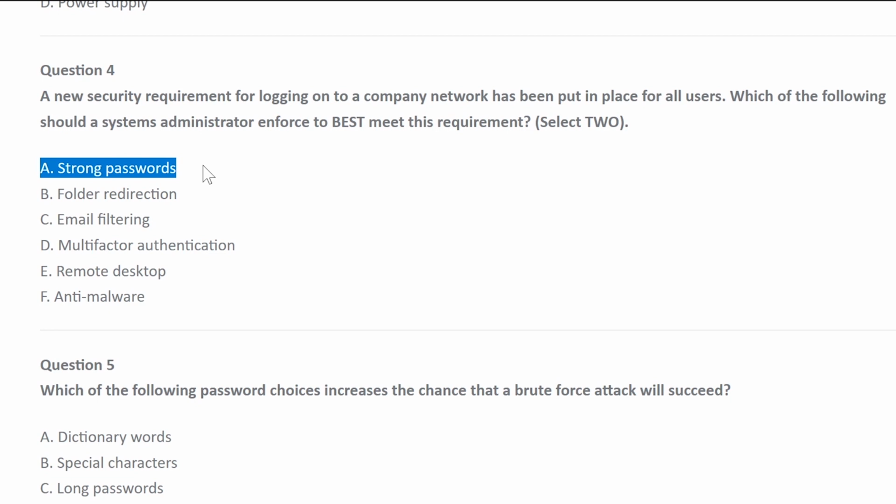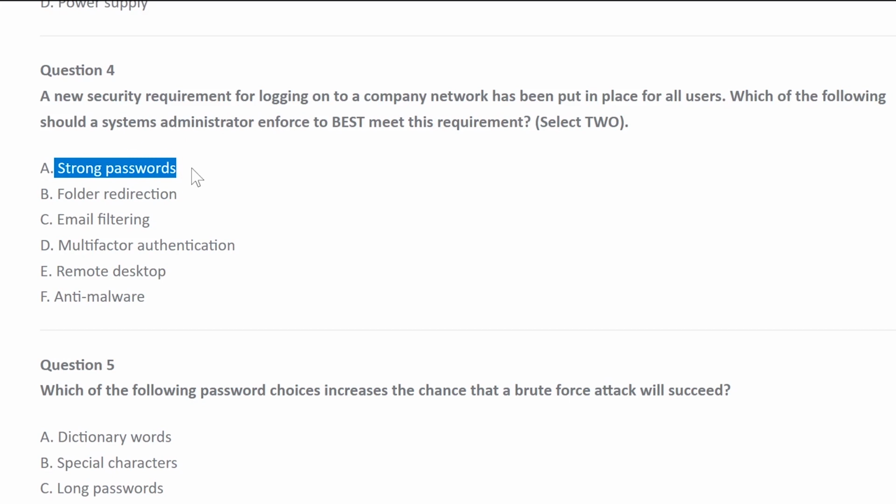A, strong passwords. Okay, not bad. We got B, folder redirection. We got C, email filtering. We got D, multi-factor authentication. E, we got remote desktop. And then F, we got anti-malware. All right, so we can talk about all these things without necessarily Googling anything. I may have to do it on some of them, but I think it'll be simpler just to talk about it.